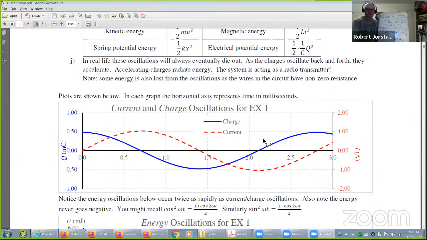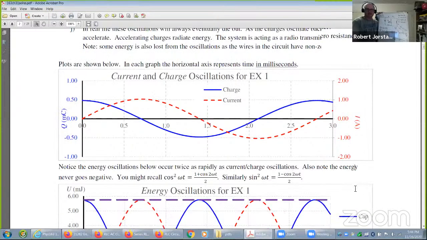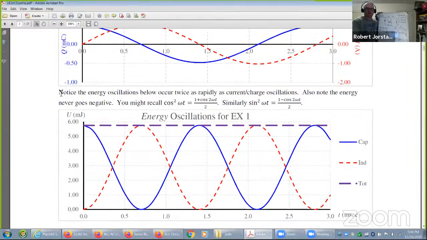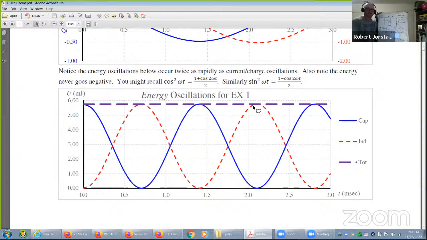And let's go down to the energy oscillations. This is kind of cool. Notice the energy oscillations occur twice as rapidly. If you have a cosine squared function, maybe you know this trig identity, you get a doubling of the frequency. So that actually makes sense. Those energy functions had cosine squared or sine squared in them. So there we go. And notice the total energy is a constant because you're adding sine squared plus cosine squared.